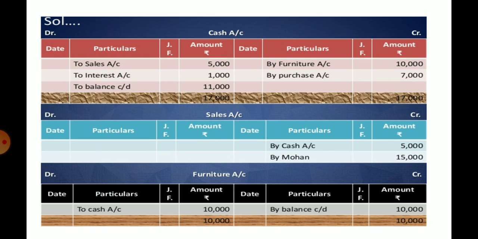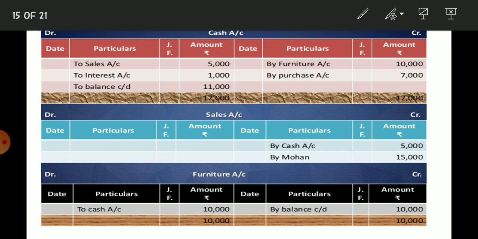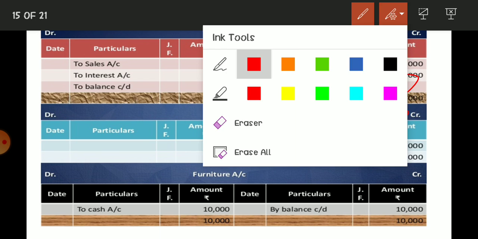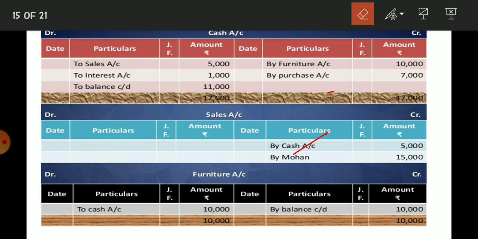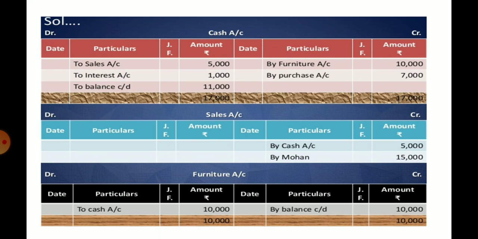After posting all the transactions, you have to prepare the balance. This side total is 5 plus 1, 6, and this side total is 17. So from 17 less 6,000, you will get 11,000. This balance should be posted on the side where the total is less. This side is greater and the credit side is not greater, so it should be posted on the credit side as balance c/d and on the debit side.